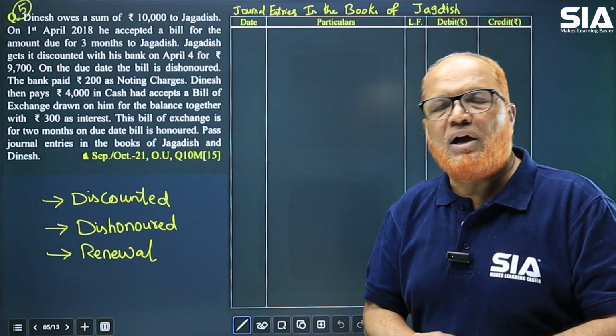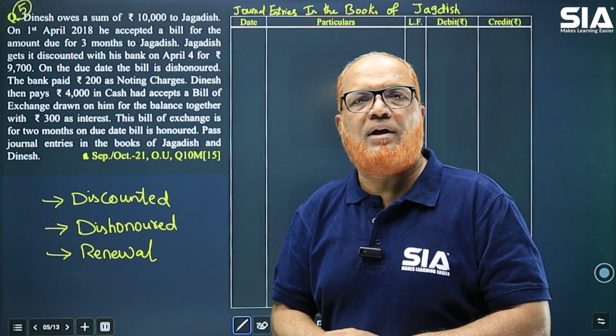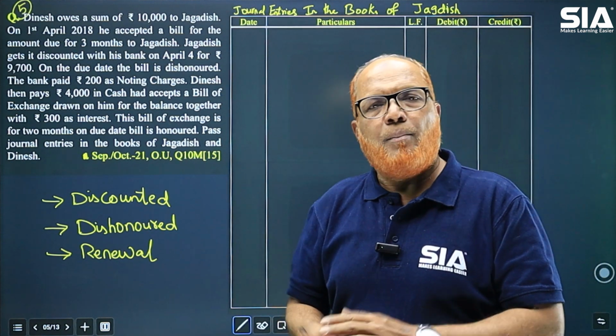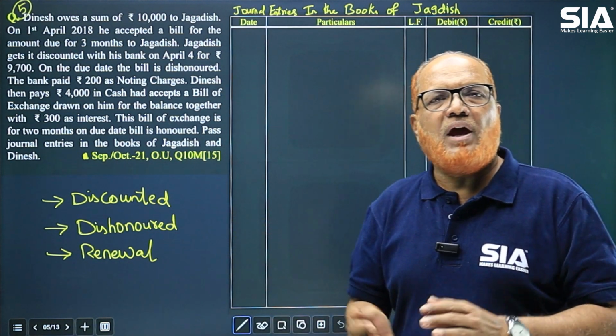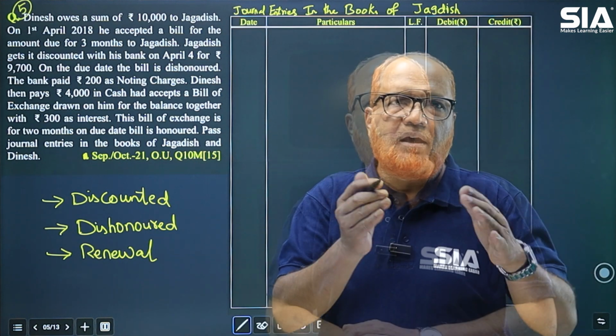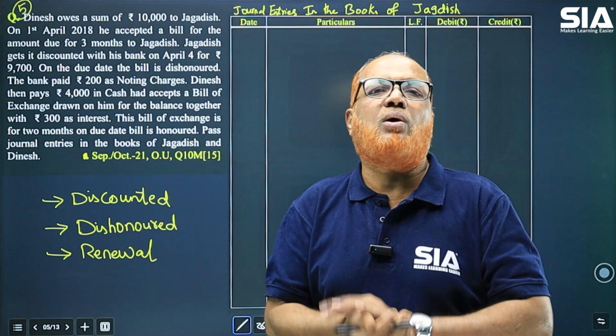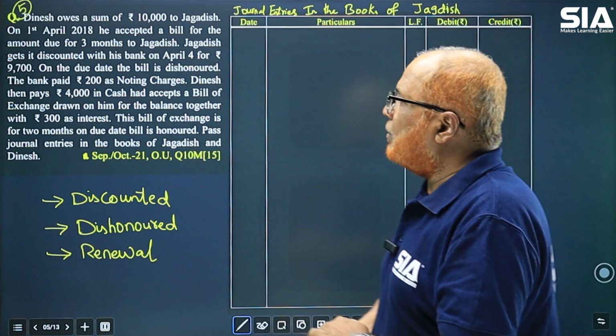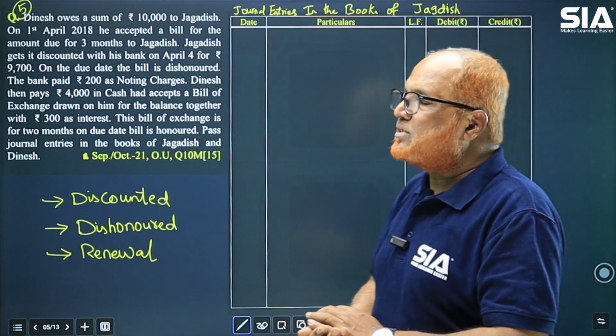So last video, I have explained one problem where the bill was dishonored and renewal. But in this problem, we have discounted the bill and then dishonored, and then new bill was also drawn and accepted, right? Now, this was the examination problem. See the problem carefully.